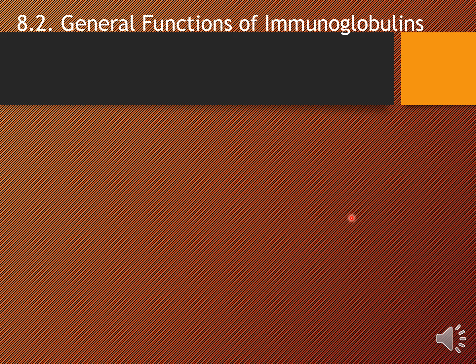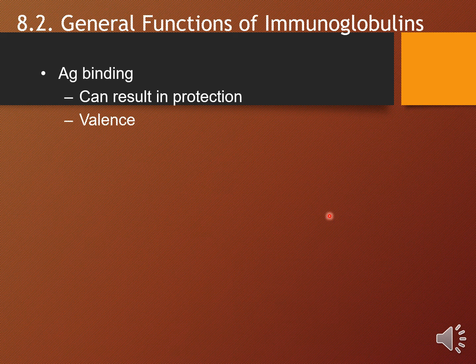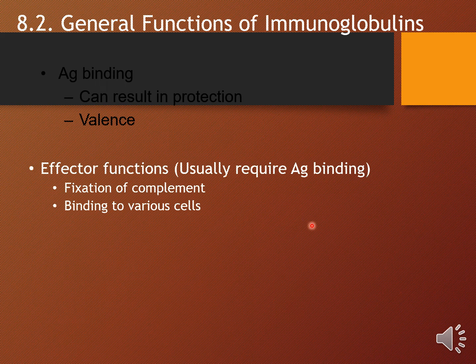General functions of immunoglobulins. Number one, they can bind with antigen, forming an antigen-antibody complex, which can result in protection. So this is what we call immune response. Valence. This is the number of antibodies that can bind with antigen molecule. Right, so when they bind with antigens, these antibodies can fix the complement, and they can also bind with other cells.